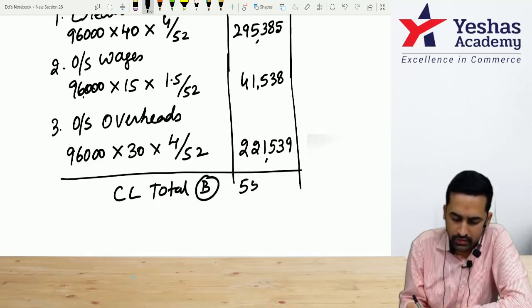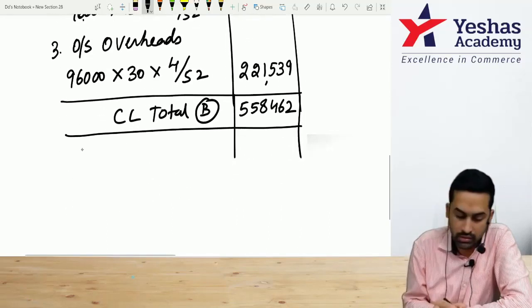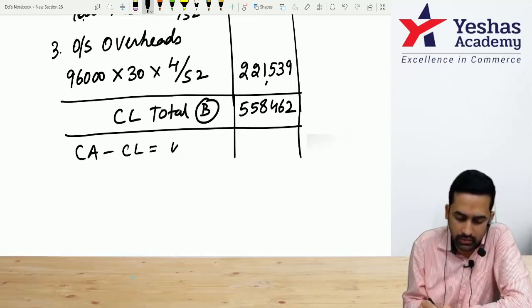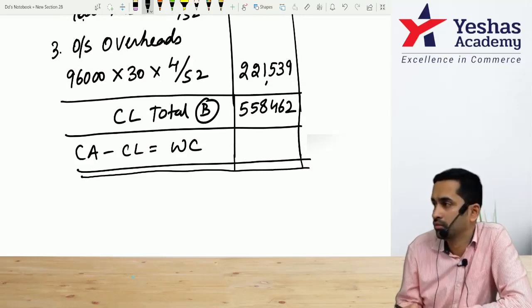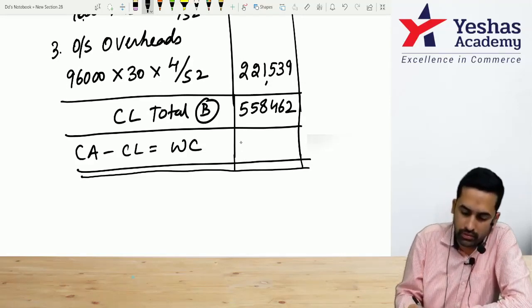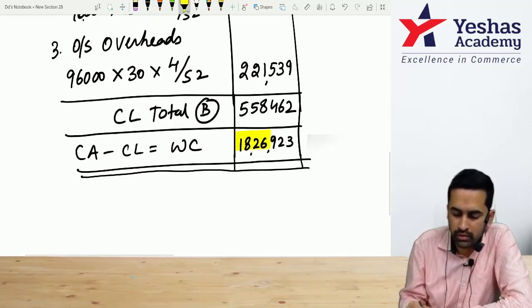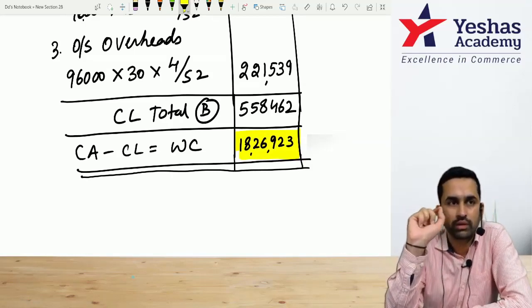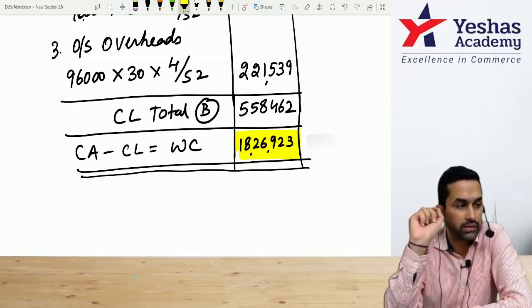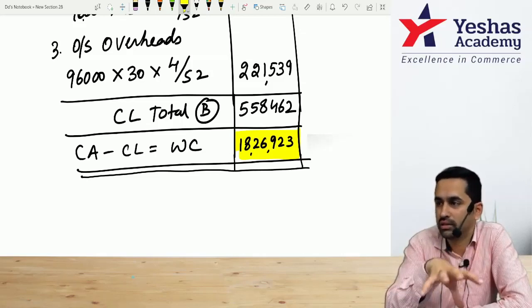5 lakh 58. Now the difference between current asset and current liability will be my working capital. Some books write it as net working capital. One and the same. 923. Tell me the logical meaning of 1826,923. This much of our money is needed to run the day-to-day show.